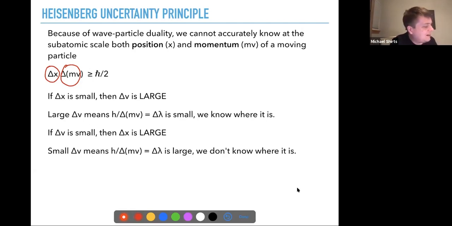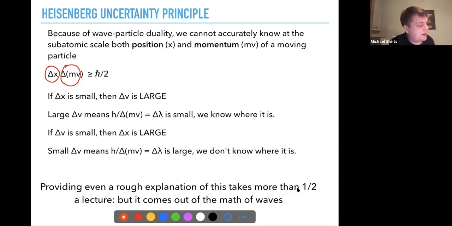And again, this is a very rough explanation. It comes out of the math of waves, and when you look at wave packets, when you assume a particle that's localized in space is made out of not just one wave, but sums of waves together. If we had a couple of days, we could get into it more. But the Heisenberg uncertainty principle comes solely because of the wave nature of matter.